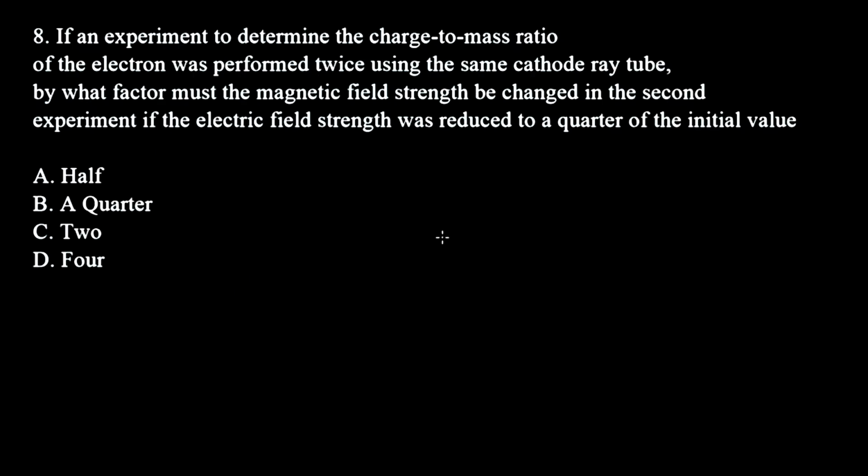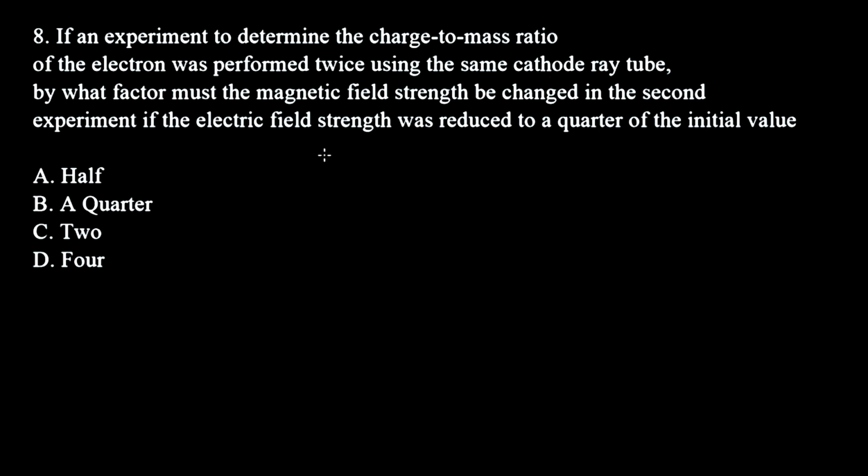All right, so let's look at this question. In an experiment to determine the charge to mass ratio of the electron, the experiment was performed twice using the same cathode ray tube. By what factor must the magnetic field strength be changed in the second experiment if the electric field strength was reduced to a quarter of its initial value?